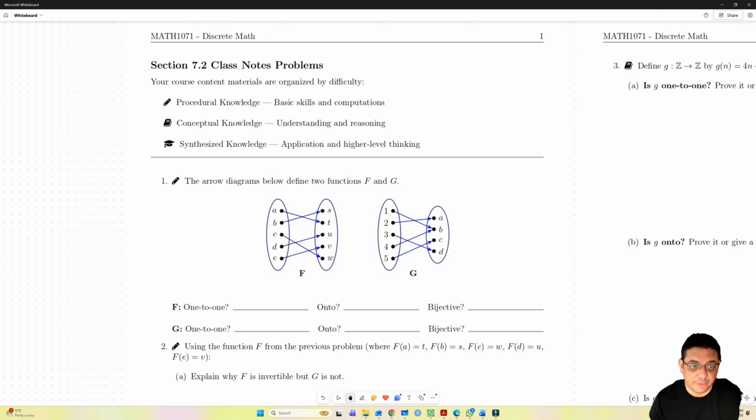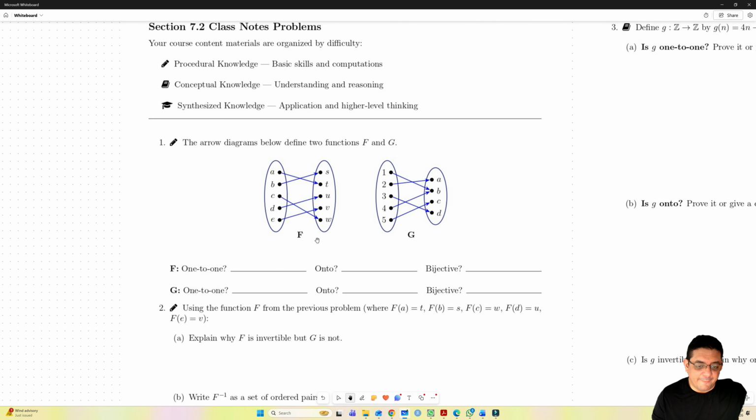Everyone, in this video we're going to go over section 7.2 class note problems. The first question is about a couple of arrow diagrams for functions f and g. We need to determine whether each function is one-to-one, onto, and bijective. Well, let's go with f first.